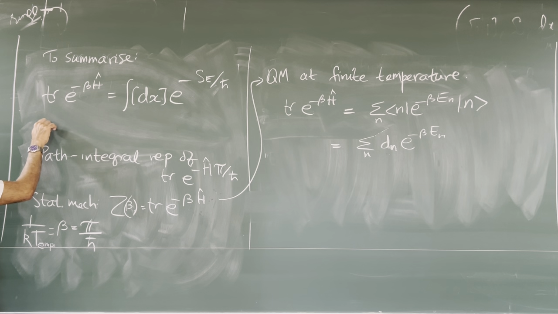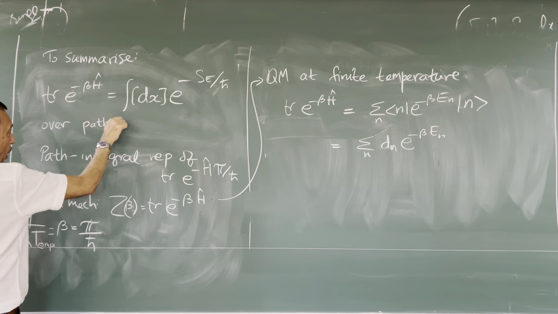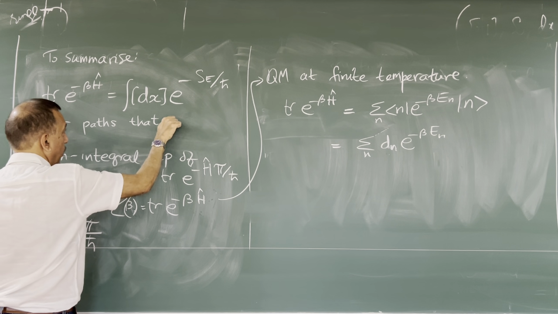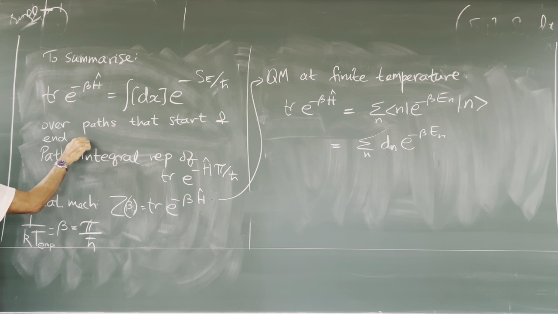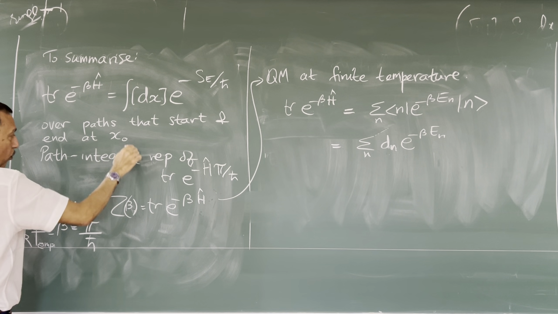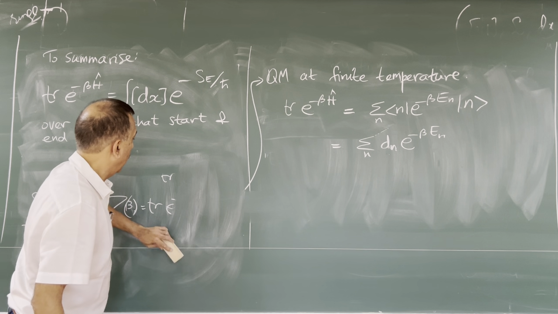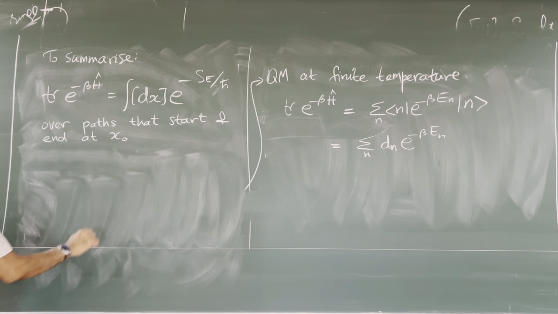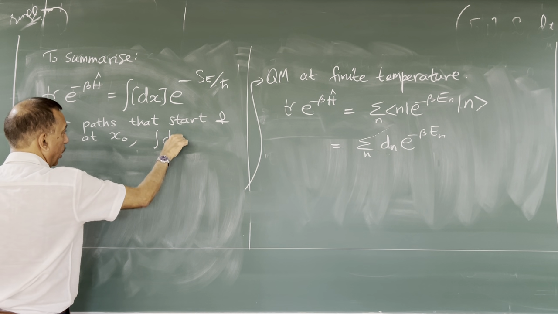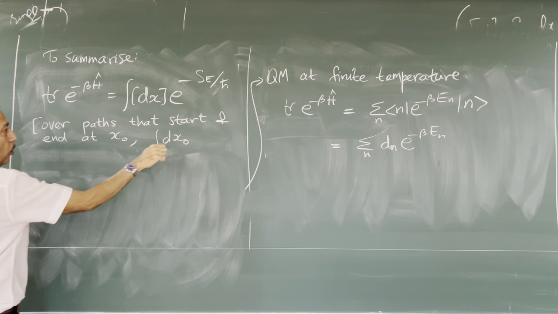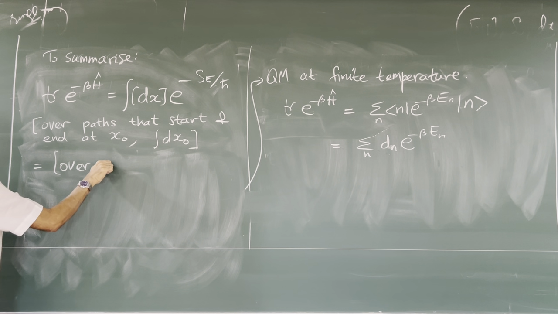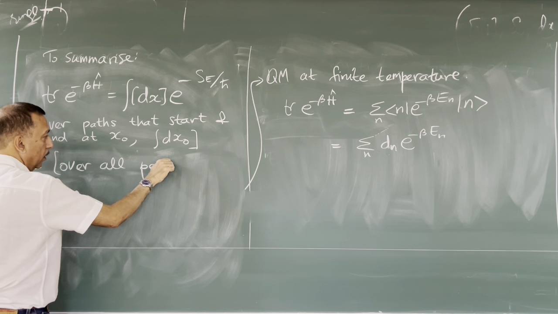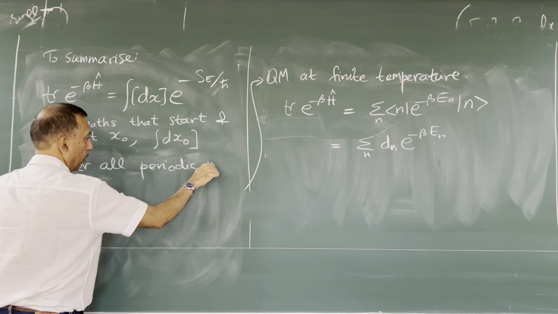So this is now the measure over paths that start and end at x0, and then integrated over x0. And this whole statement is the same as saying over all periodic paths. Nothing more than that.